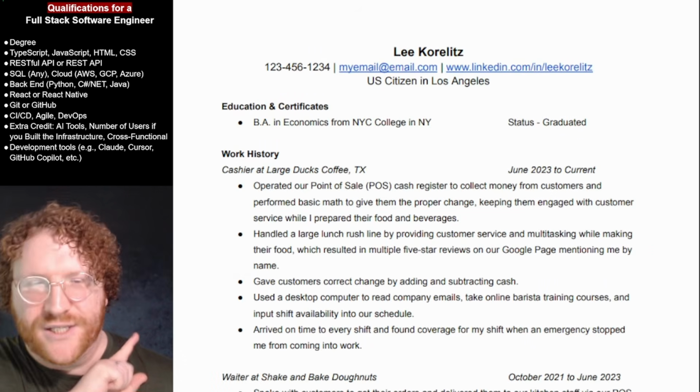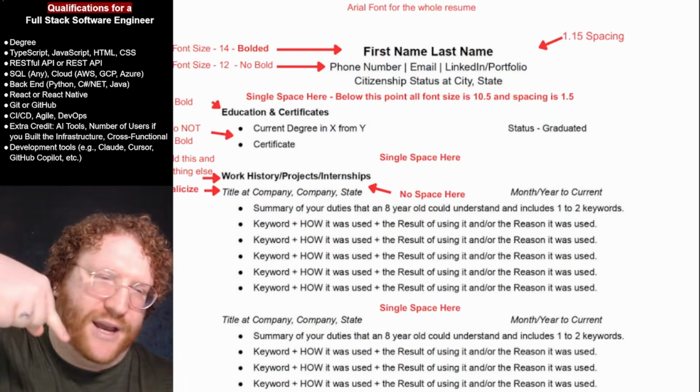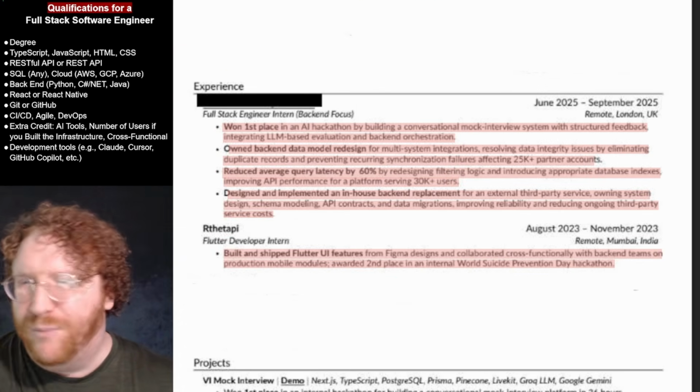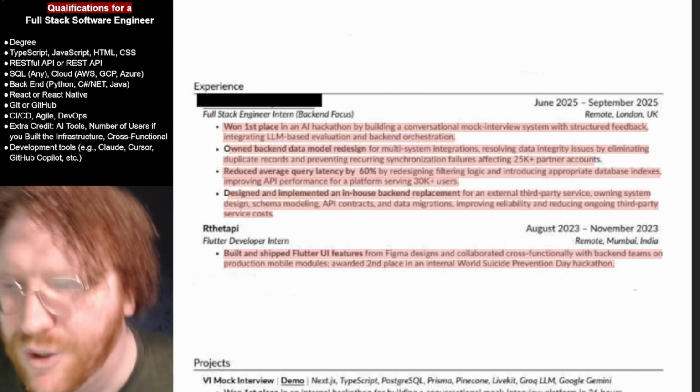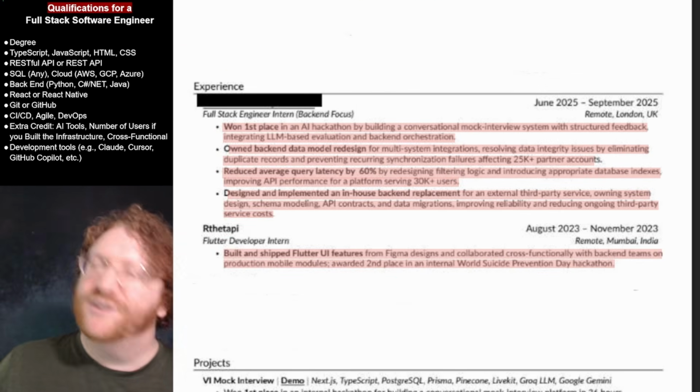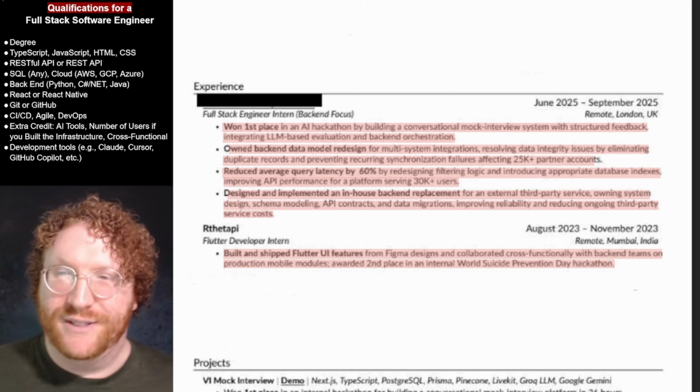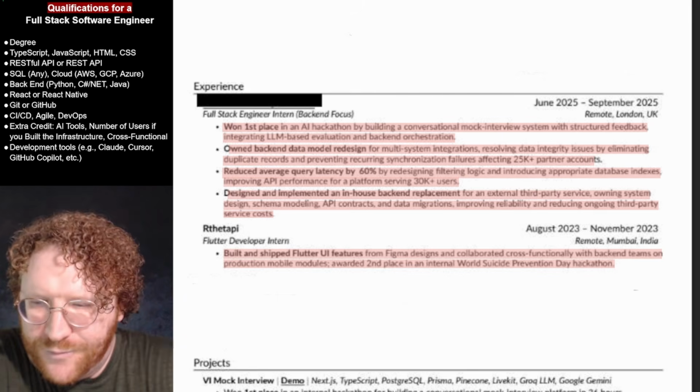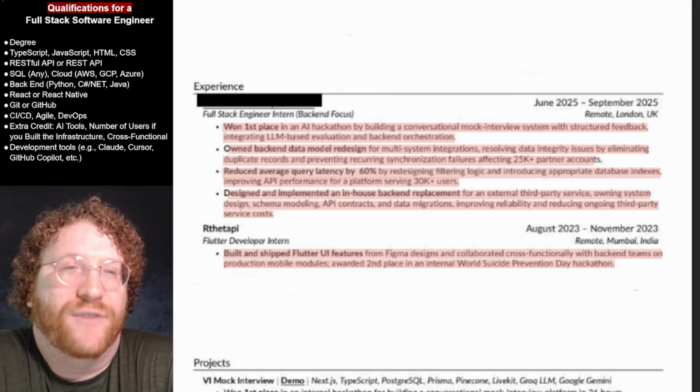The formatting, this is the formatting you want to use. This is how you do it. It's in the link below. But the bullet points are the main problem with this, because you can have bad formatting and still get interviews. You can't have bad bullet points and still get interviews. So that is all I can do for this resume.